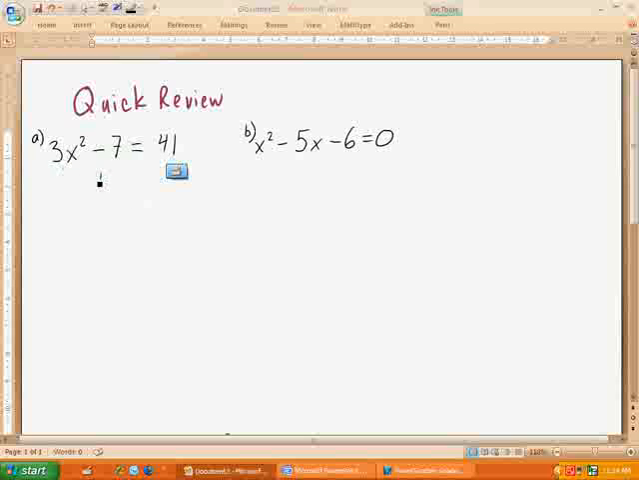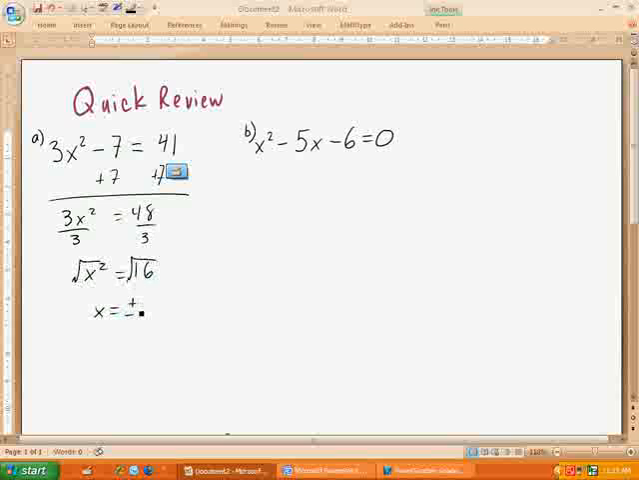We learned that we could move everything to the other side by adding the 7, so that we had 3x squared equals 48, divide by the 3, and we ended up with x squared equals 16, and then we could take the square root of both sides to get that x was positive or negative 4. Okay, so we learned that last lesson.